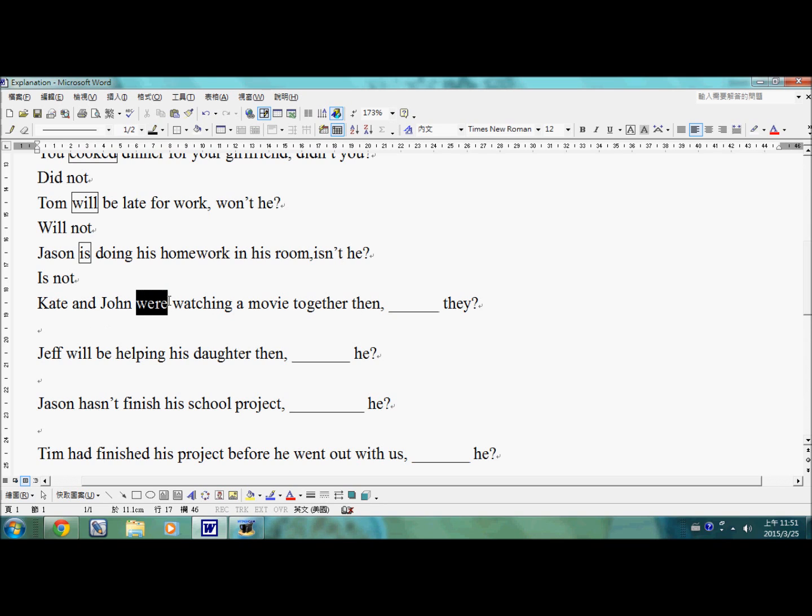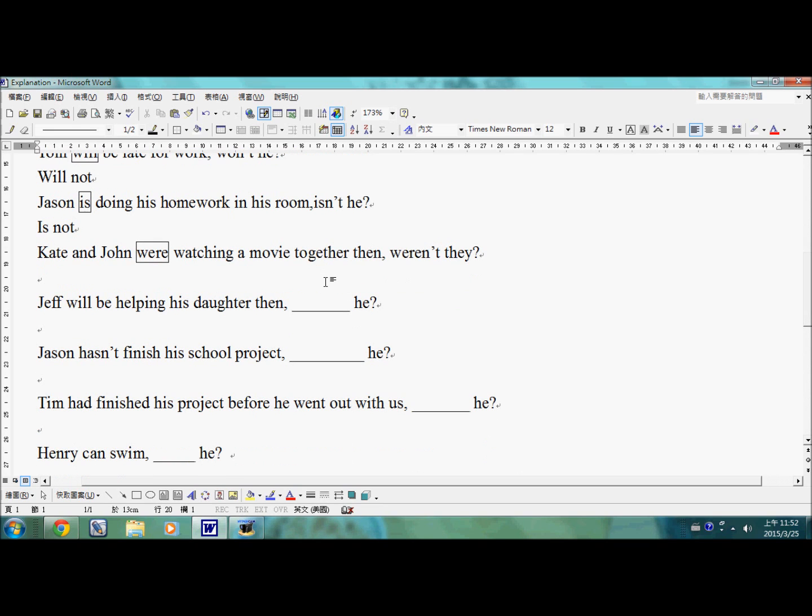Next one, Kate and John were watching a movie together then. You can see that it is past continuous tense. So over here, the negative question tag that goes with they should be weren't they. We have to lower our tone. Kate and John were watching a movie together then, weren't they? I'm asking for confirmation to confirm what I've already known. Next one, Jeff will be helping his daughter then. You can see that will. This is future continuous tense, but still we have to use the helping verb will. So this over here is won't he. So Jeff will be helping his daughter then, won't he?